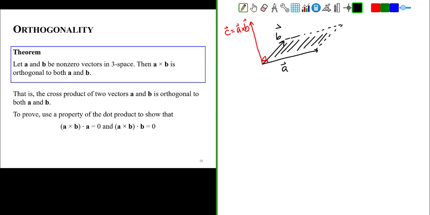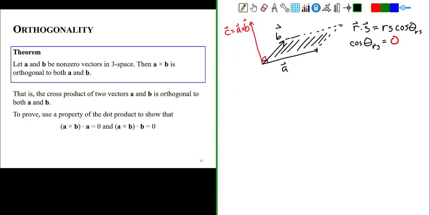So to show this, let's recall something about the dot product. Remember, the dot product between two vectors, let's say we have two vectors R and S, is equal to the product of the magnitudes of each vector times the cosine of the angle between them. If we want to show that two vectors are orthogonal, we just have to show that the cosine of the angle between those two vectors is equal to 0.